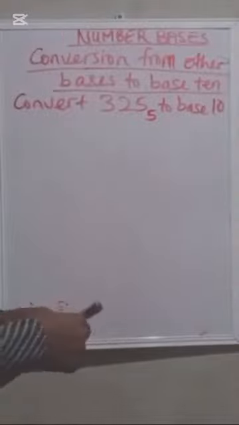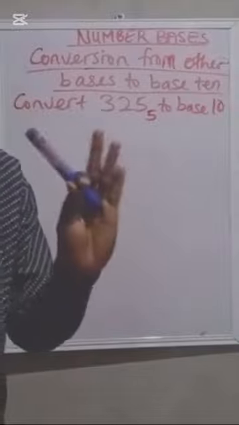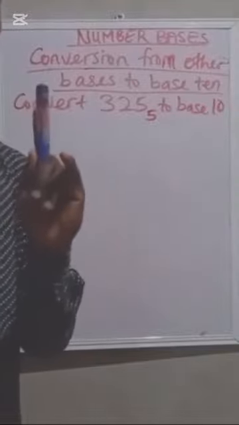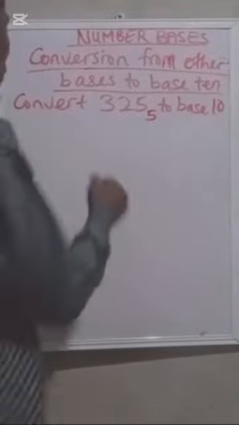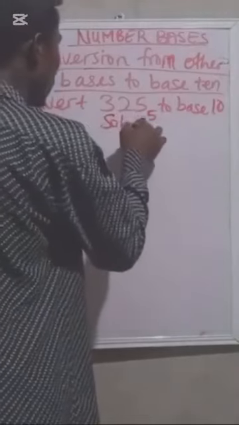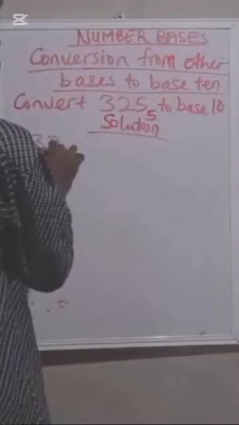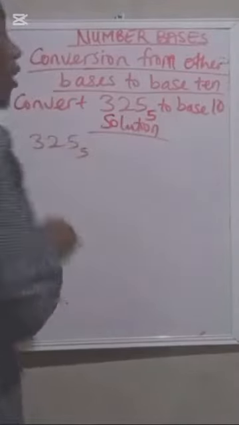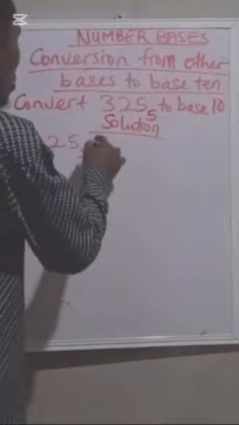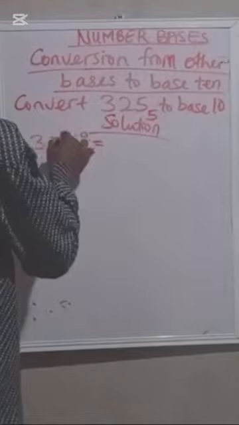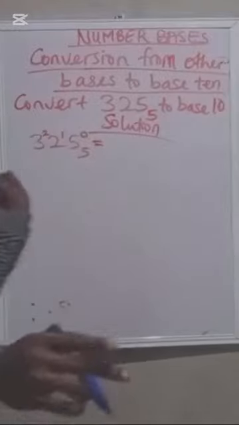So how do we convert? It is just the same way. If you can get one example, then everything is going to be simple for you. Solution: that is what you have, 325 base 5. You are converting into base 10. So it's still going to be the same thing. Just do this: 0, 1, 2. That's the first thing. Number it first.